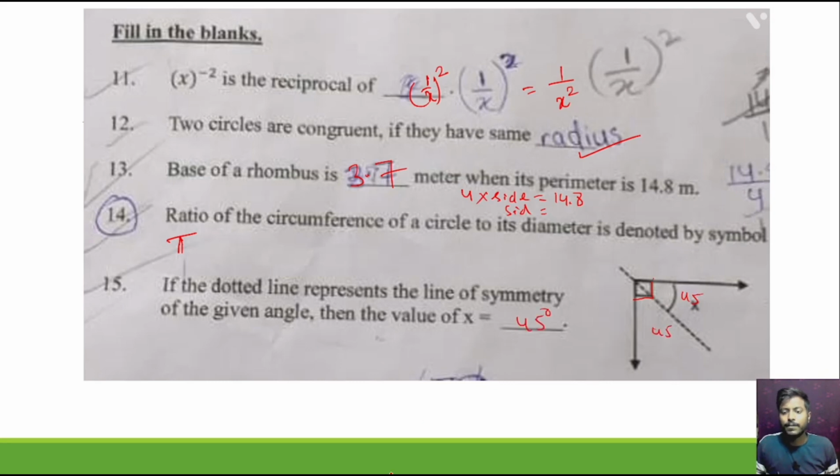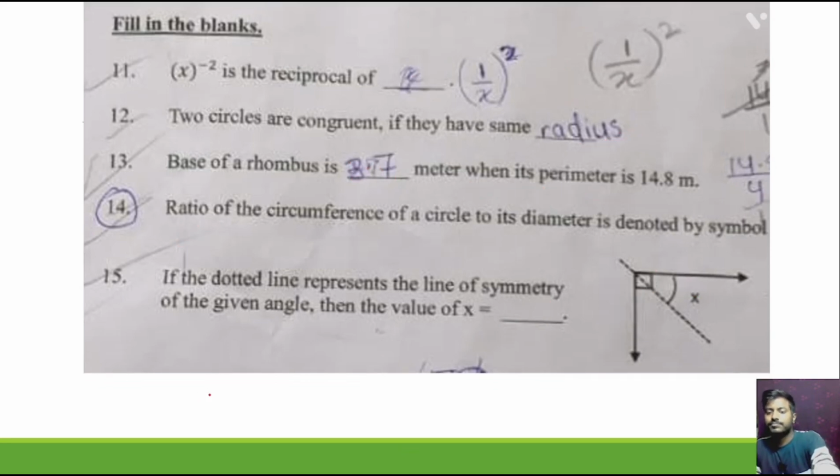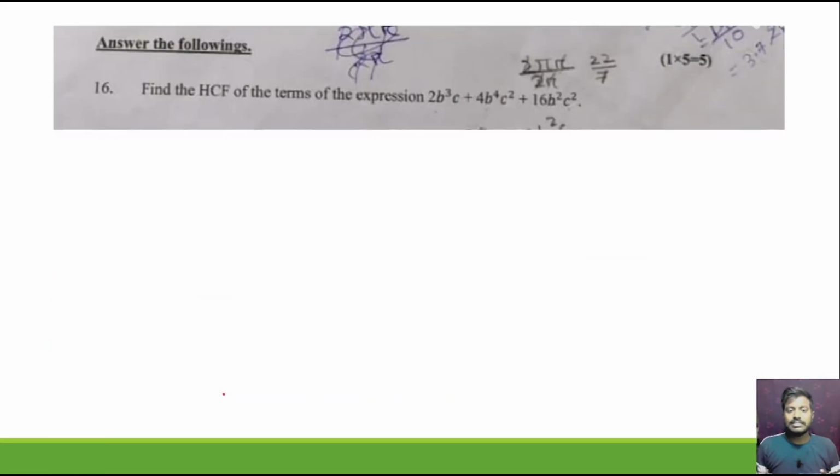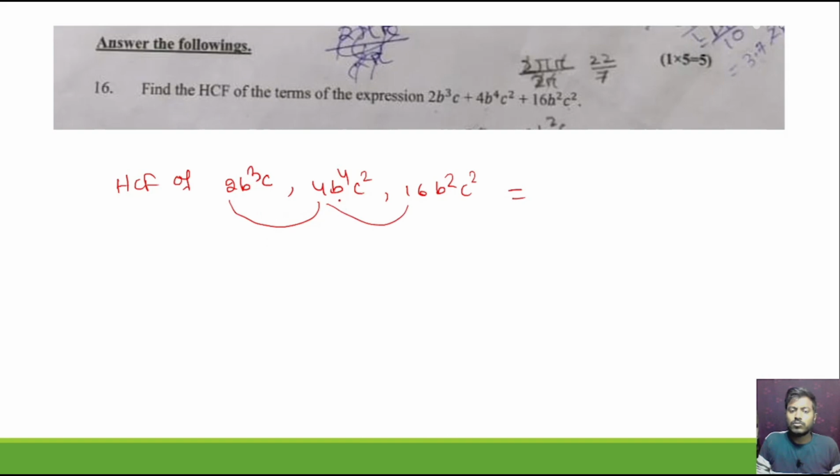Okay. Next question. Find the SCF of the terms of the expression 2bqc, 4b to the power 4 c square, 16b square c square. Now find the SCF. First find the SCF of the numbers, that is 2, 4 and 16. Yes or no? 2, 4, 16. 2 ones are 2, 2 twos are 4, 2 eights are 16. So the SCF is 2.